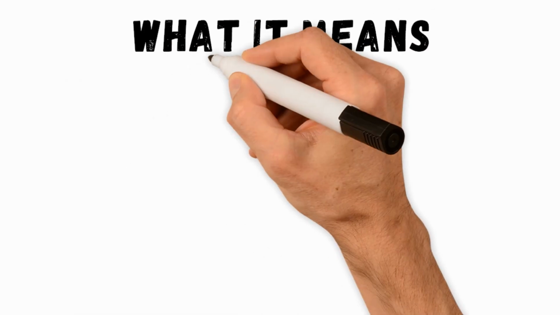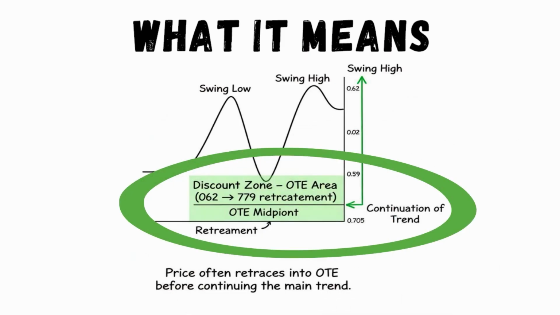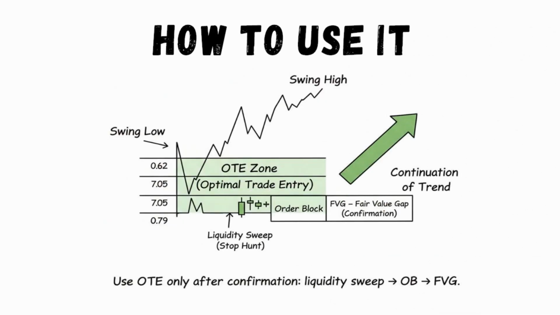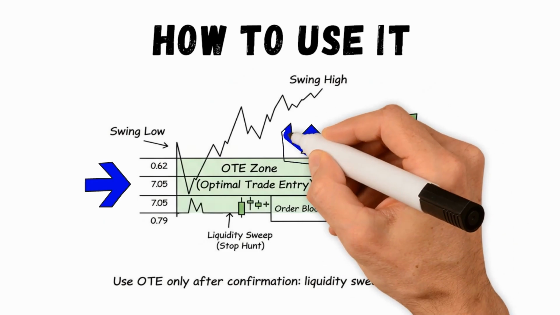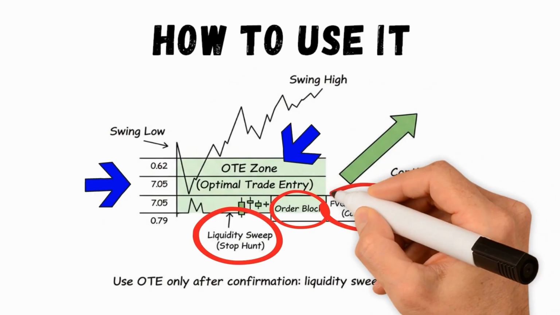What it means: price often retraces into this zone before continuing the main trend. How to use it: once a swing high and swing low are identified, draw your Fibonacci retracement. Wait for price to enter the OTE zone and look for confirmation like a liquidity sweep, order block, or fair value gap before entering the trade.